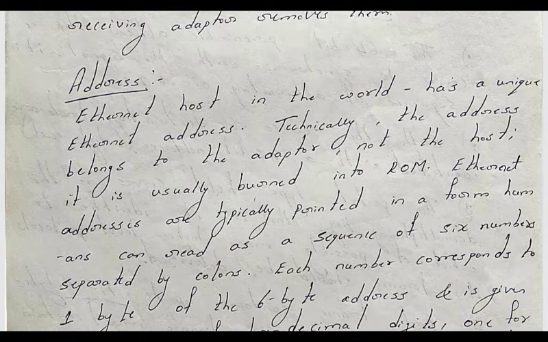In Ethernet, every host in the world has a unique Ethernet address. Any host which is connecting to that particular network, is it clear? So it has a unique address. This unique address is called a physical address or an Ethernet address. Technically, this address belongs to the adapter, not to the host.